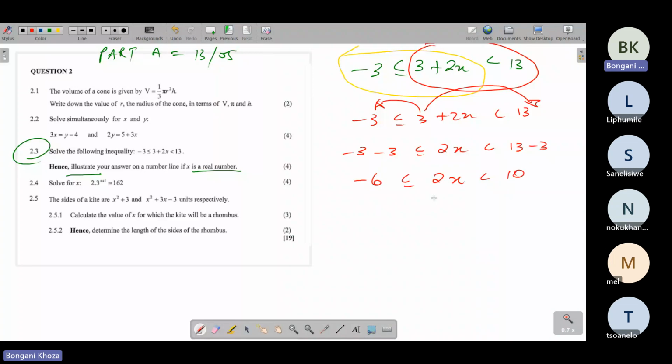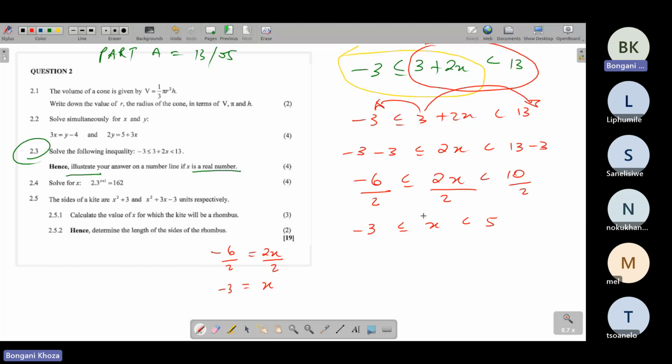So I'm still solving for x. If I had this as a normal equation, -6 equals 2x, to get rid of the 2, I'll divide by 2 on both sides, and I'll end up with -3 equals x. So I'll do the same thing here. I divide by 2 on the left, and I divide by 2 on the right. So this gives me -3 is less than or equal to x, which is less than 5.